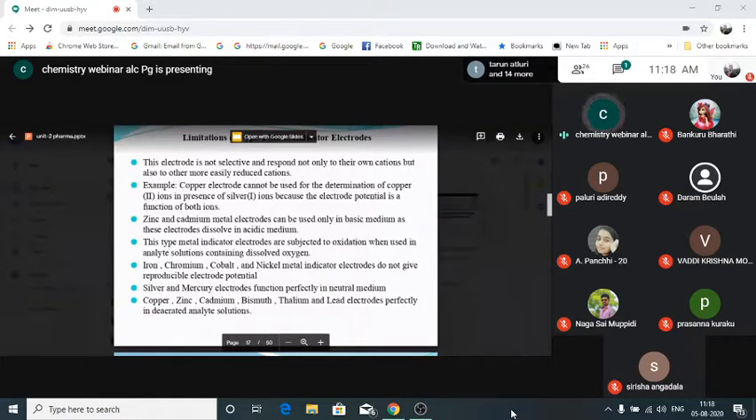6 times. Today 3 times and tomorrow also you are going to dip 3 times. How many values do you have to get? You will get 6 values and all the 6 values should be the same. That condition is called the reproducible electrode potential.